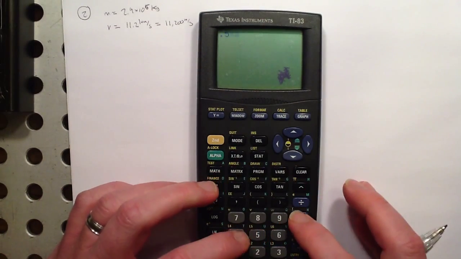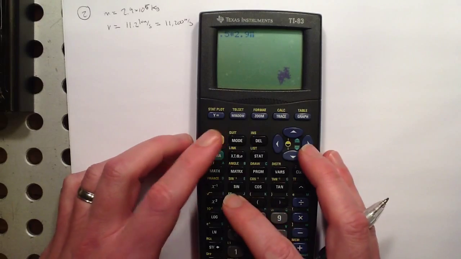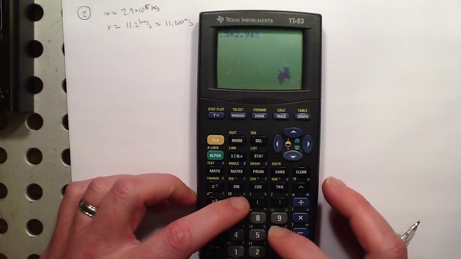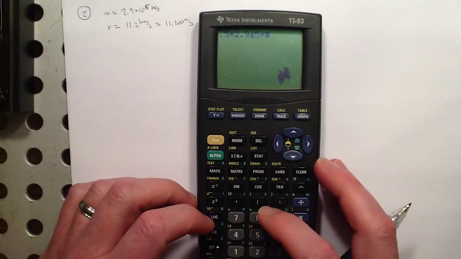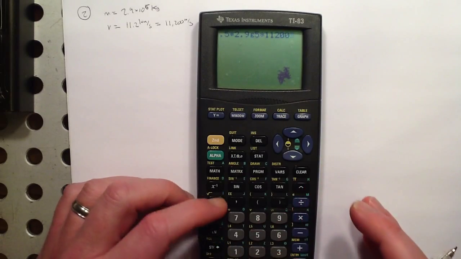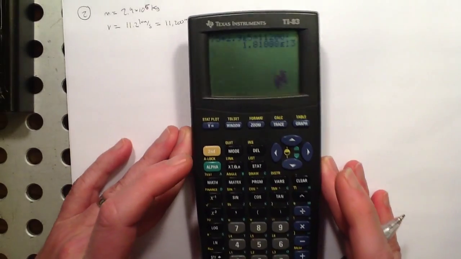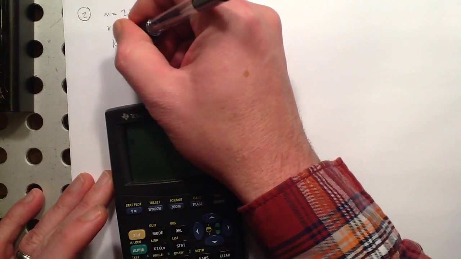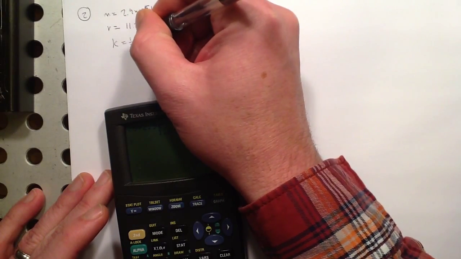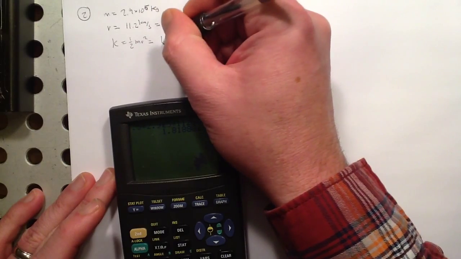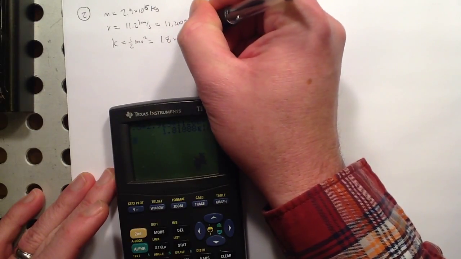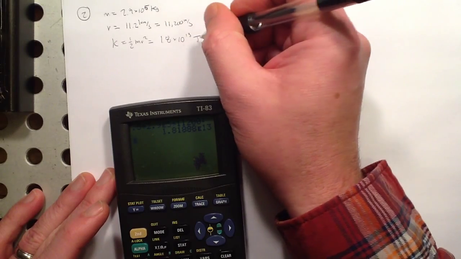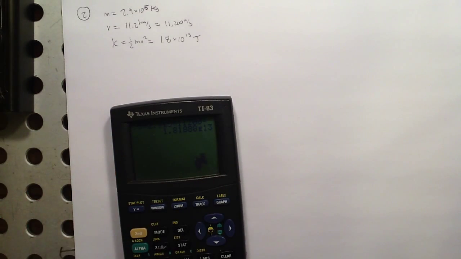It'd be 1/2 mass times velocity squared. So about 1.8 times 10 to the 13th, or 18 trillion joules. And that's it. That's all you have to do for that.